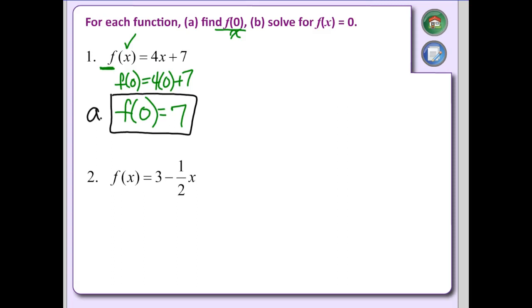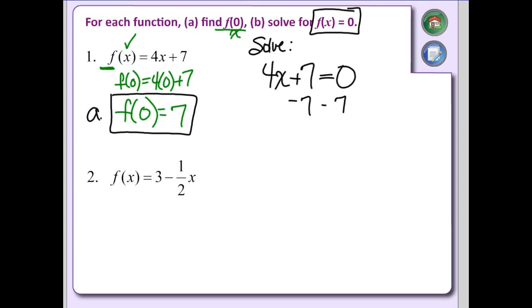Now, if you look at part B, they want me to take the whole function. You notice it says f of x, and they want me to take the whole function, 4x plus 7, and make it equal 0, and then they want me to solve that. Well, we're back in chapter 3. How do we solve an equation? Isolate the variable by inverse operations. So we're going to subtract 7 from both sides. So now I have 4x equals negative 7. Now what do I need to do? We need to divide both sides by 4.